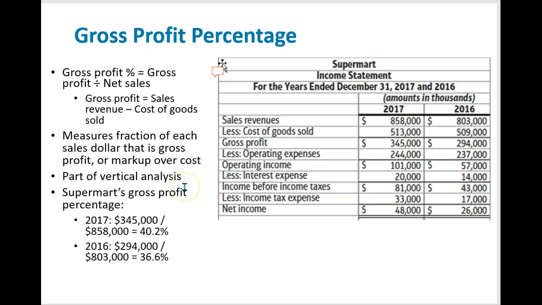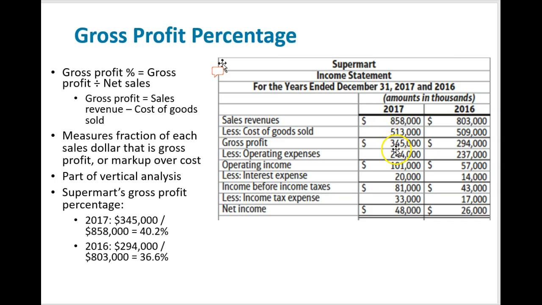First one is the gross profit percentage, and this you know, right? So this would be gross profit divided by, well, first of all, your gross profit is sales revenue less cost of goods sold, right? That's what gross profit is. The gross profit percentage is this 345 divided by 858.